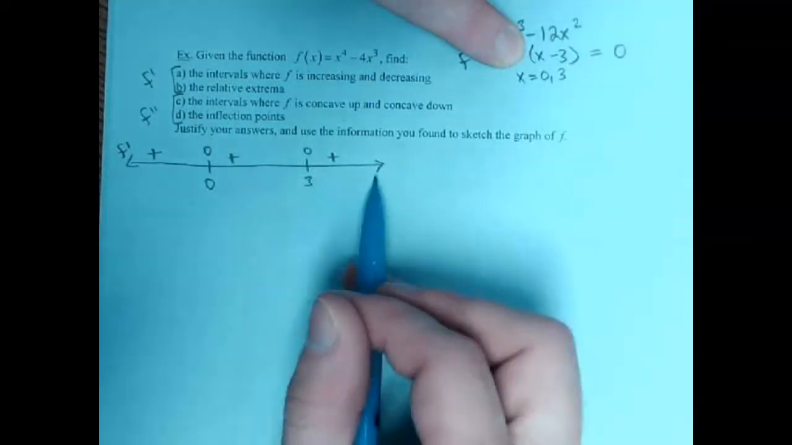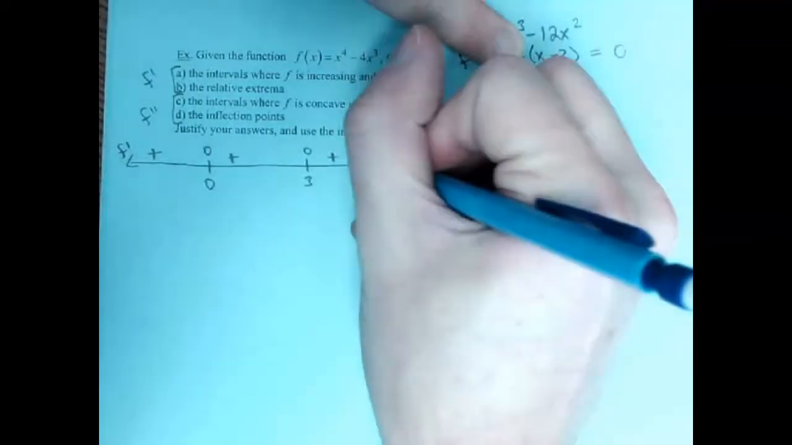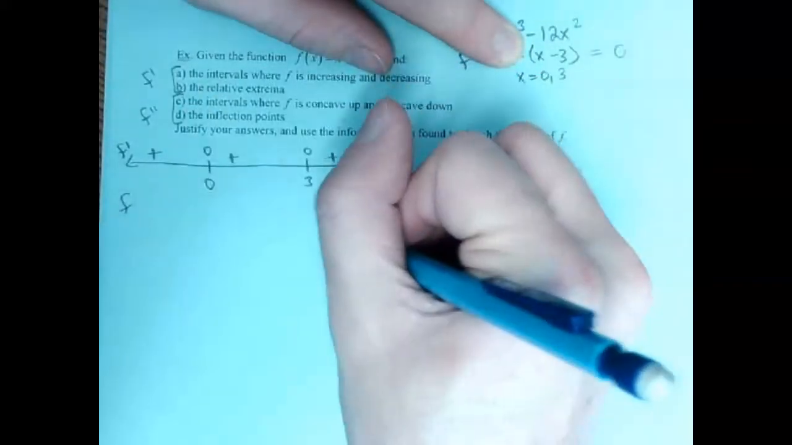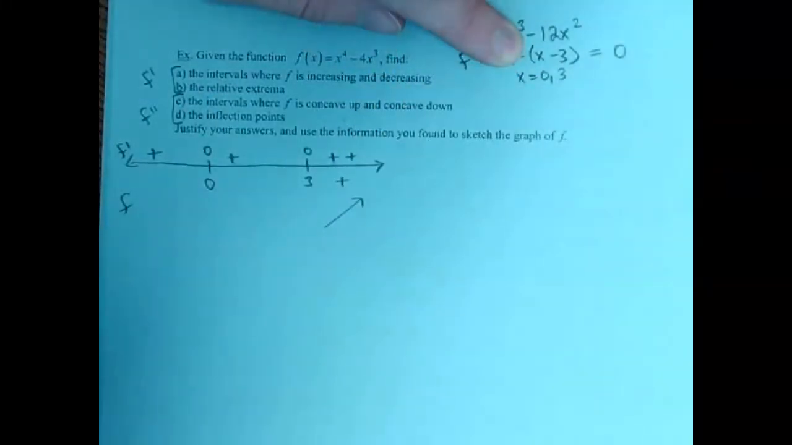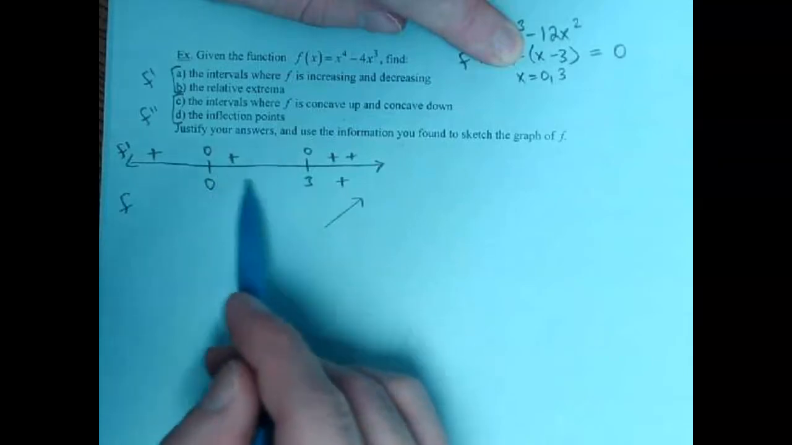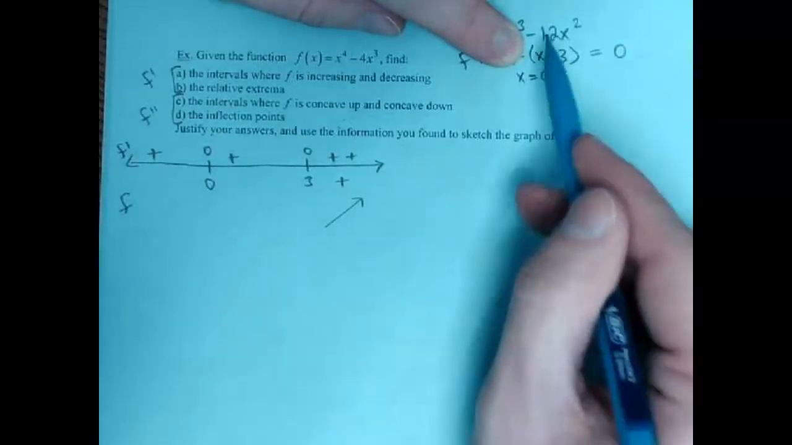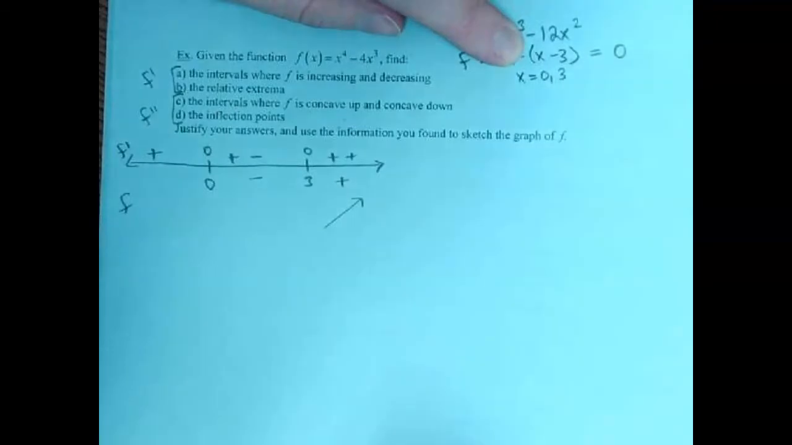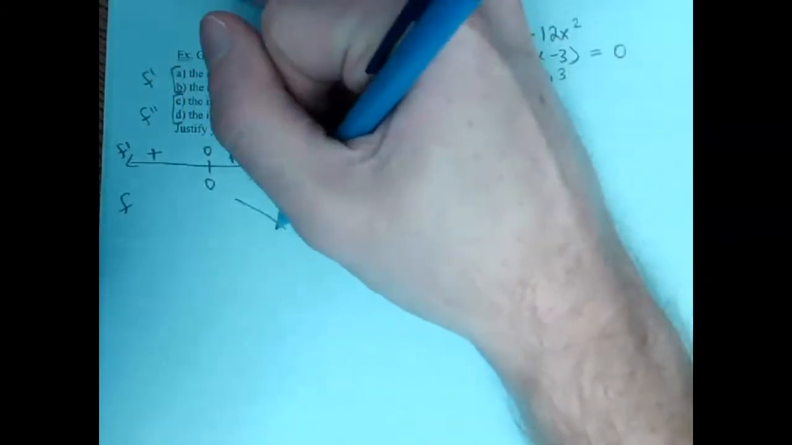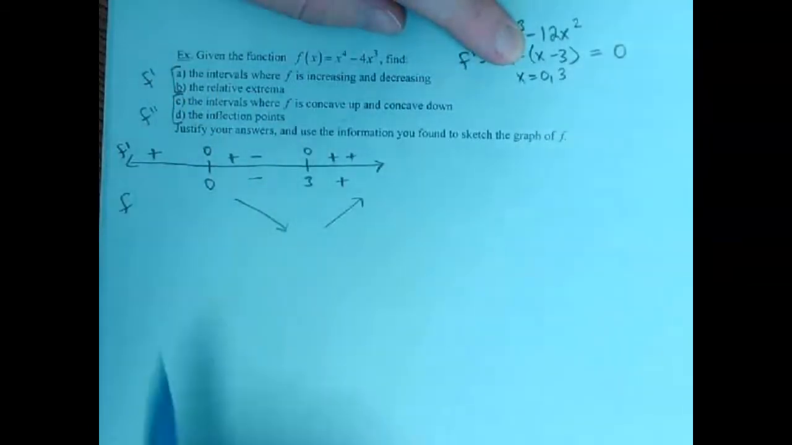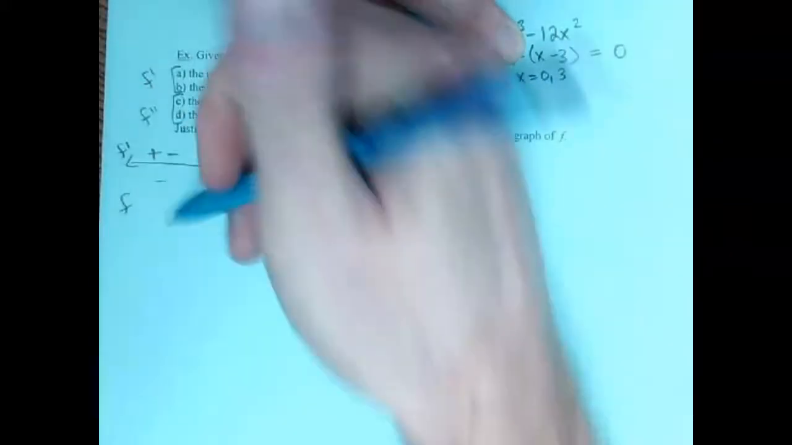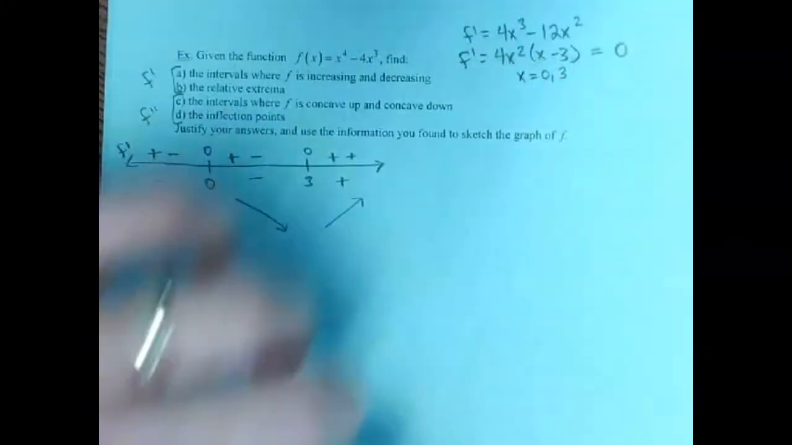If you pick a number like 4, that chunk would be positive, which means overall positive, which means your original function would be increasing. If you test a number like 1 for this middle interval, 1 minus 3 would be negative, which means overall it's going to be negative, which means f would be decreasing. And if you pick something like negative 5, that chunk is negative, overall negative, so decreasing.